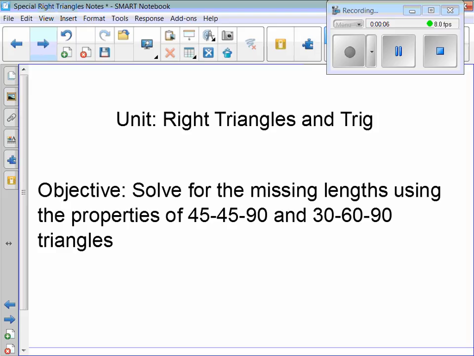Today we'll be working in the right triangles and trig unit. You're going to be able to solve for the missing lengths using the properties of a 45-45-90 and a 30-60-90 triangle.